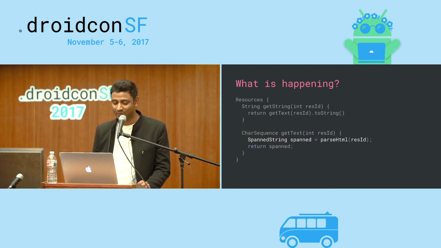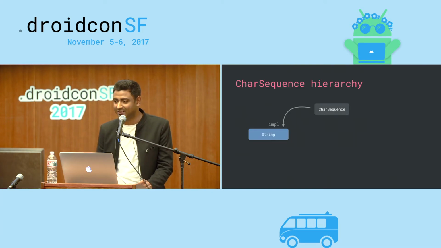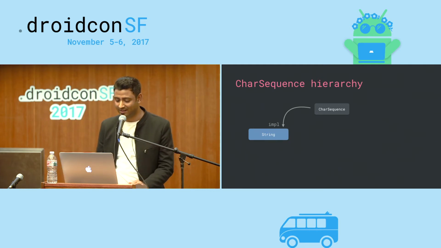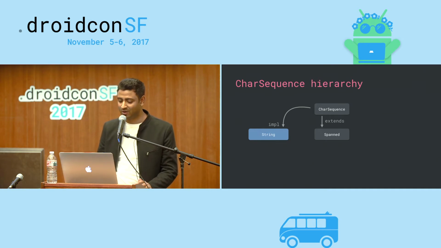But hold on, what is this new thing called SpannedString? So to understand this, let's have a look at the class hierarchy of CharSequence. Similar to how String is an implementation of CharSequence, there are other variations of CharSequences as well. There's a sub-interface called Spanned, and unlike String that can only hold text, Spanned can hold both text and spans.